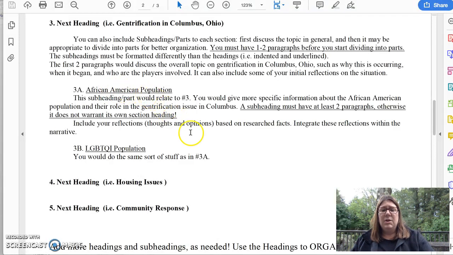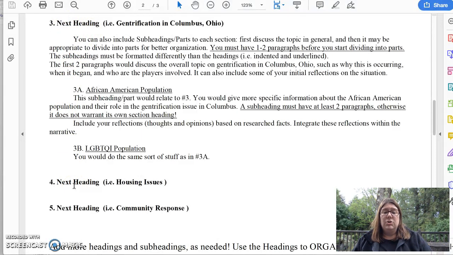In this case, the African American population and the LGBTQI population. So you see how I have it labeled 3A, 3B, it's indented and underlined. That tells me it's a subheading rather than a main heading. Okay? And each subheading must have at least 2 paragraphs or it doesn't warrant its own subheading. Then after you have your subheadings, you need at least 1 more paragraph to tie together this main heading before you move to the next heading. Okay, so if you use subheadings, make sure you're mindful of this sort of thing.